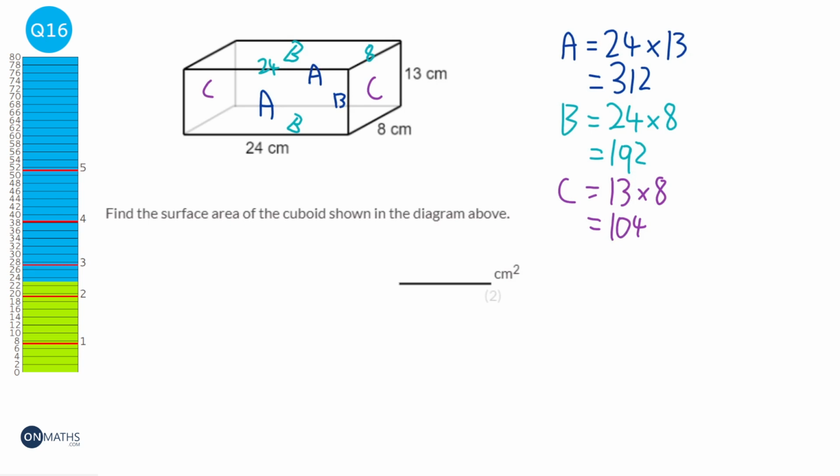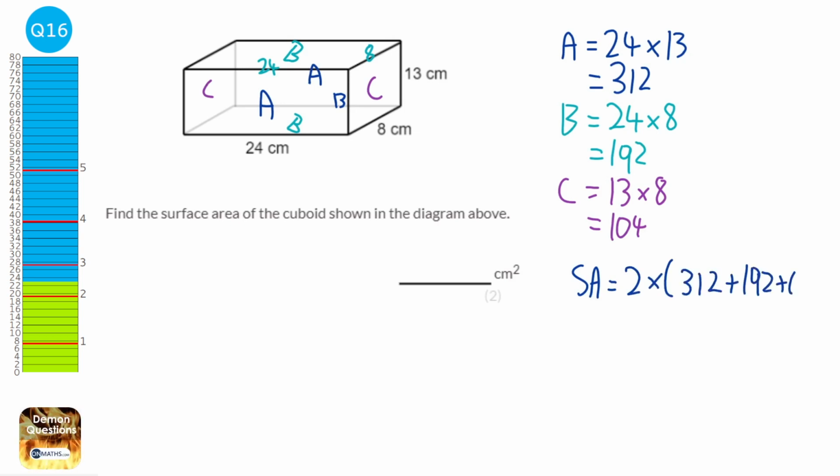So what I'm going to do is add up all the areas of the squares and double it. So to work out the surface area, we're going to do 2 times 312 plus 192 plus 104, and that will give me 1,216 centimeters squared, because it's an area.